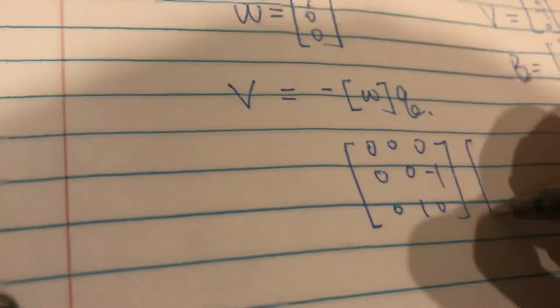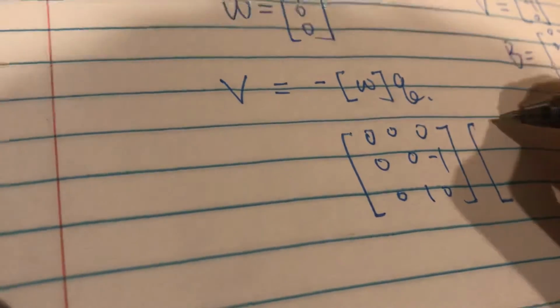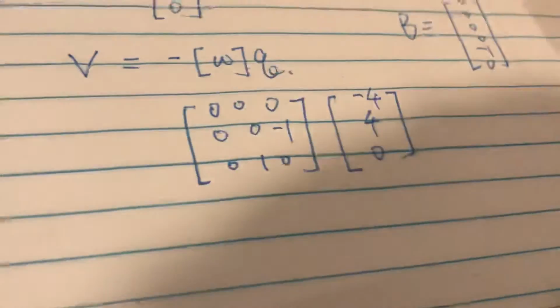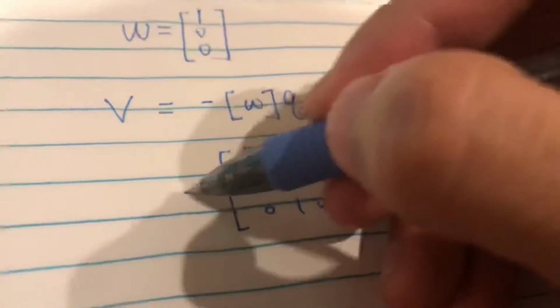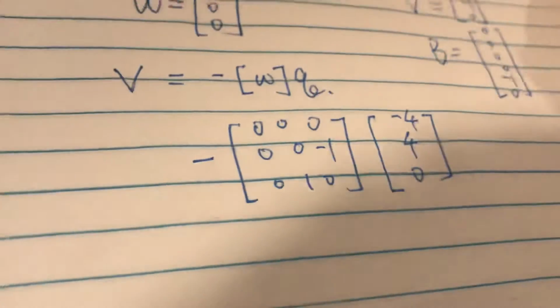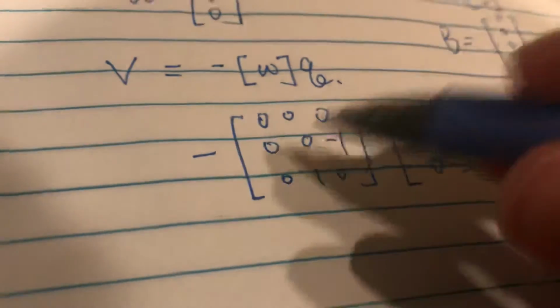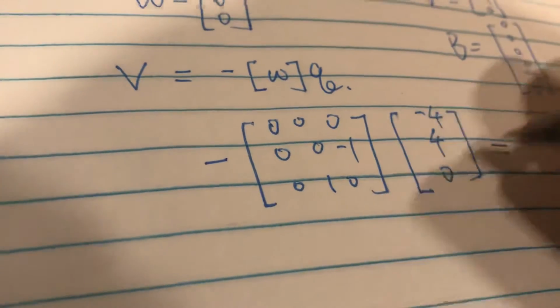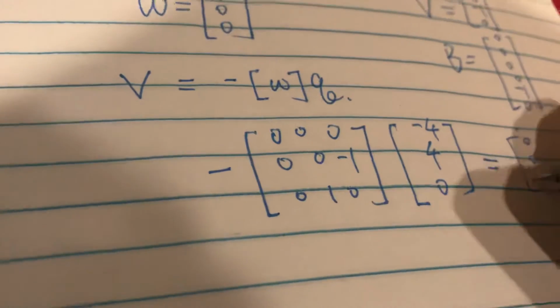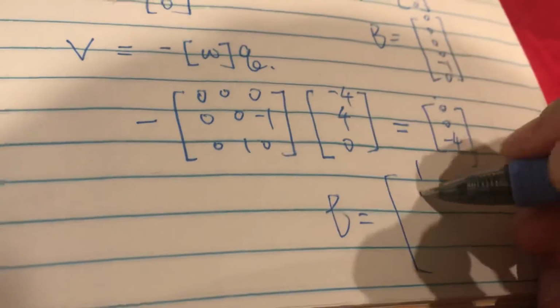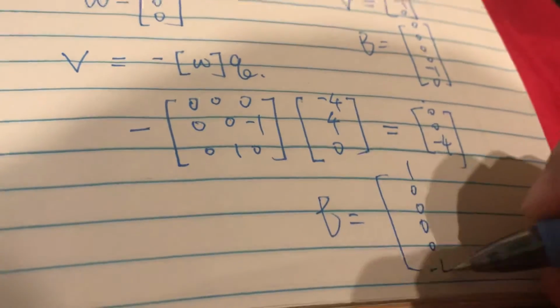And q from frame 1 is going to be negative 4, 4, and 0. If we do the product of the matrix, and there's a minus sign right here, we'll get the answer 0, 0, and negative 4. So the B for this joint is going to be 1, 0, 0, 0, 0, negative 4.